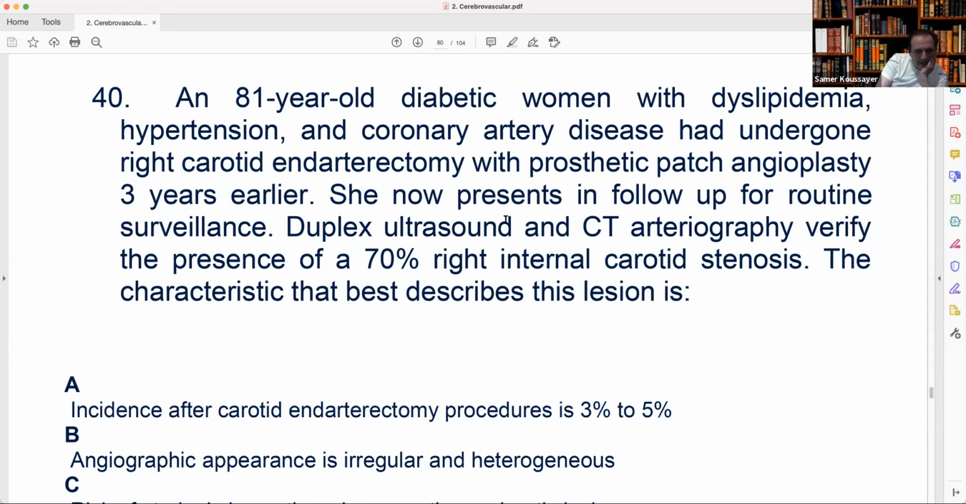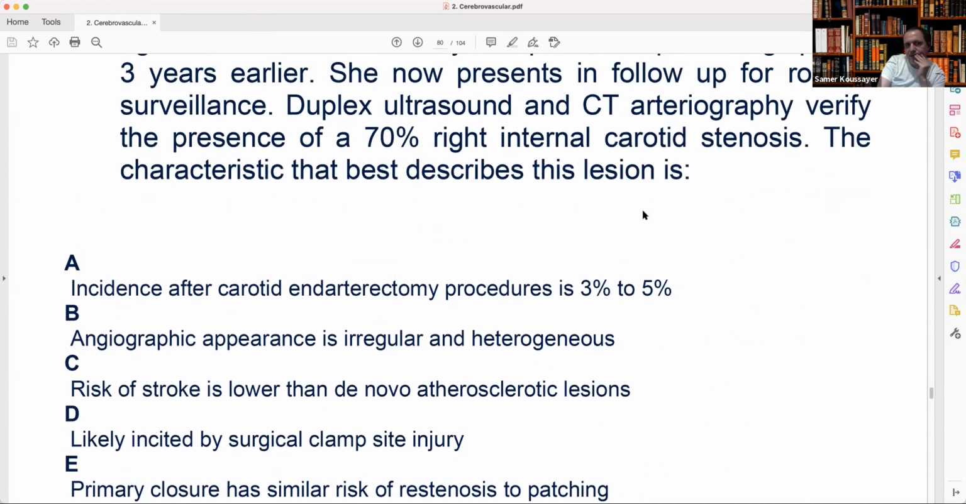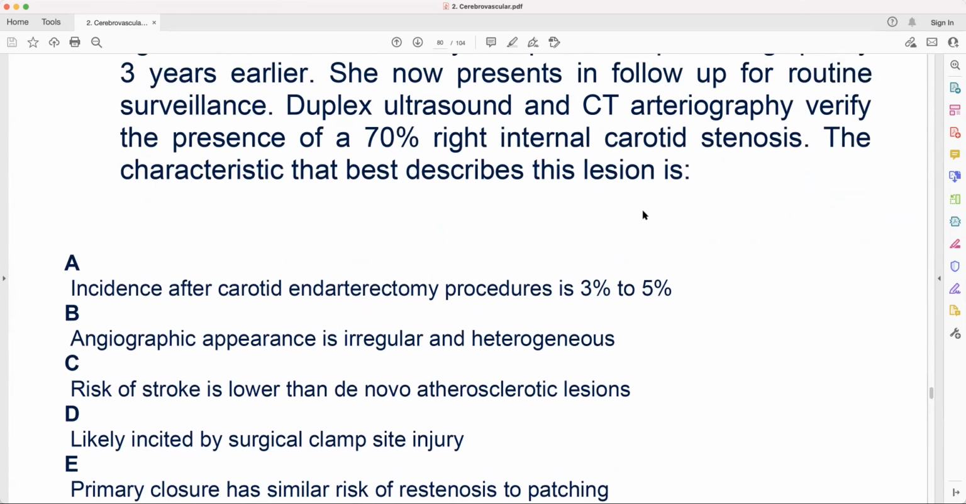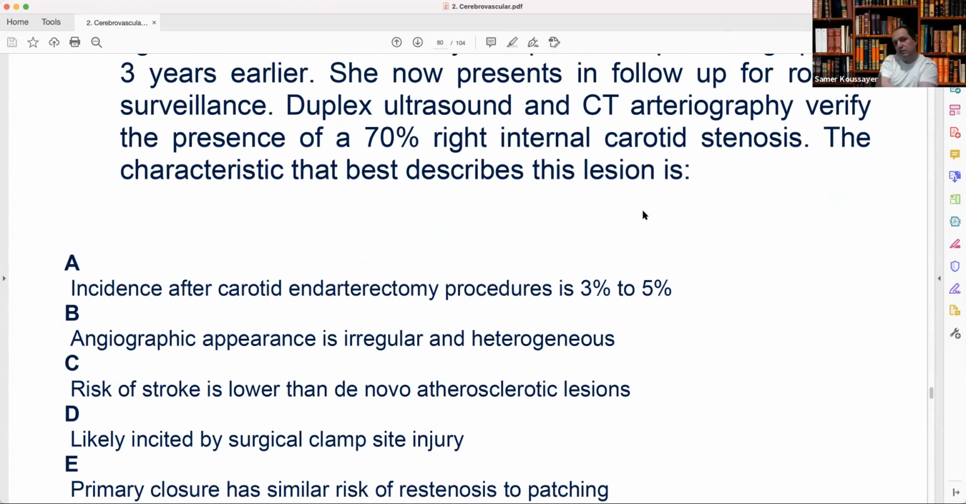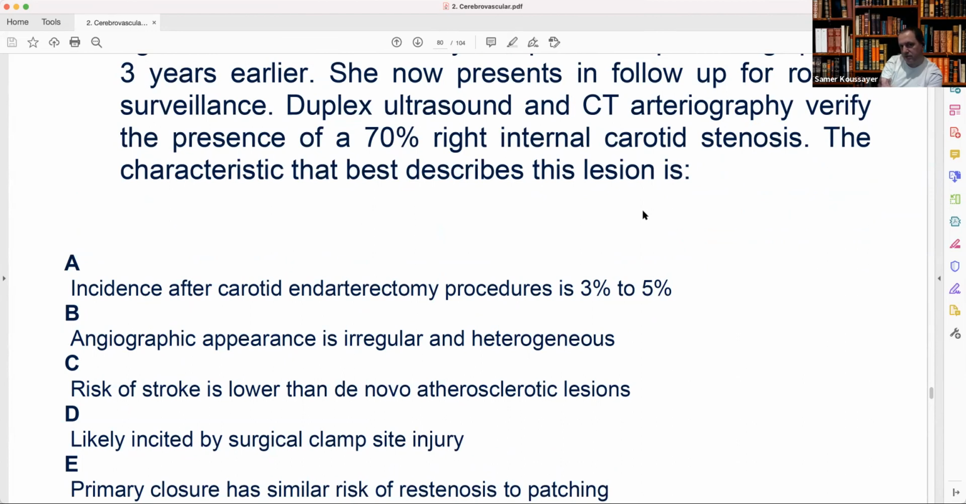So let's go through the questions. What is the incidence? Is restenosis after carotid surgery common or uncommon? I think it's common. Yes, common. We don't see it because we don't follow up all our patients for a long time, and because most are asymptomatic, but it's really common. It's about 5 to 15%. So 3 to 5 is low, it's really higher. So it is a common problem.